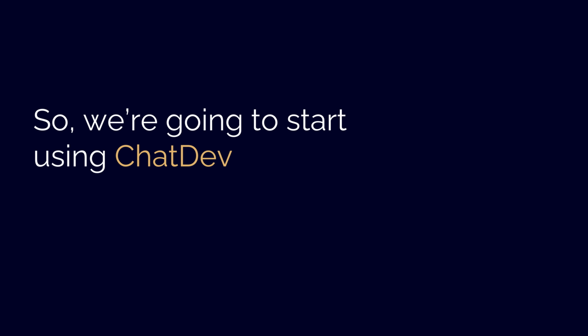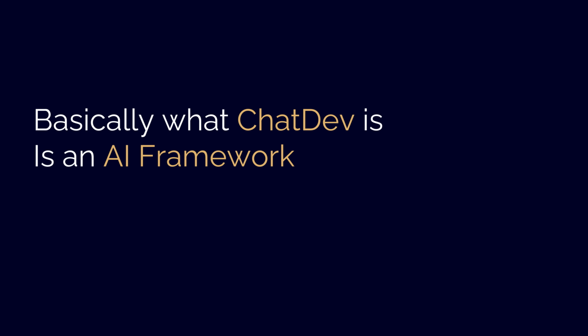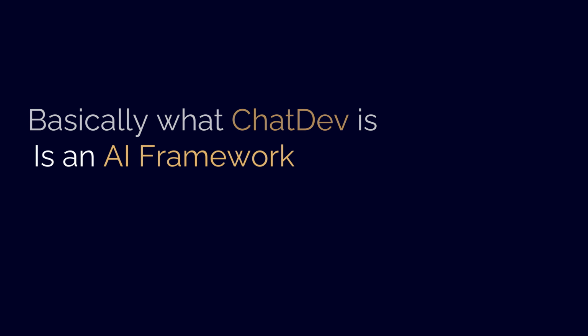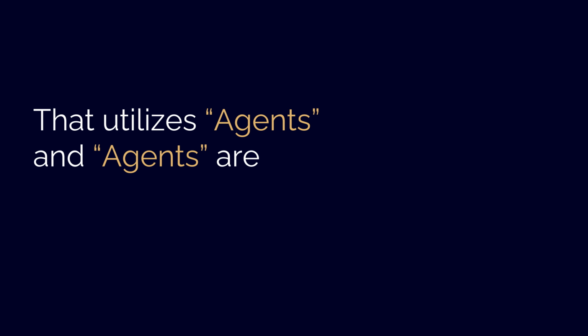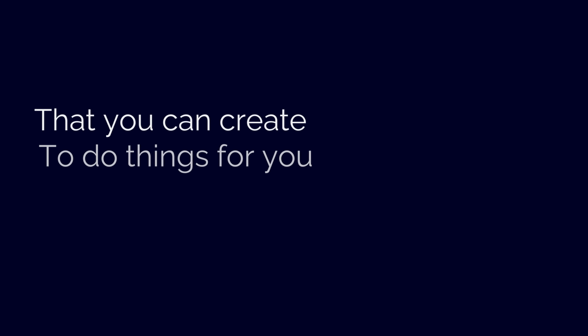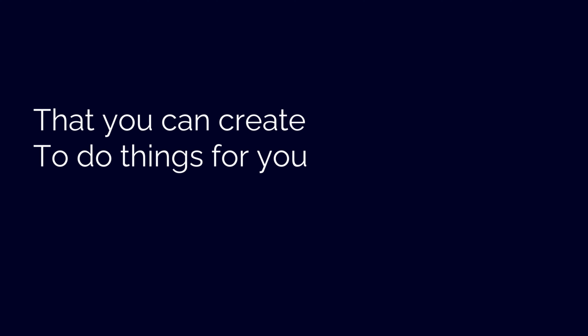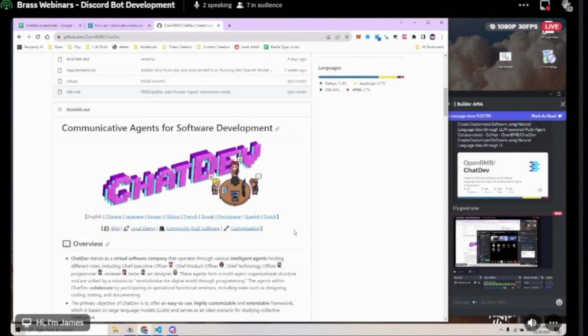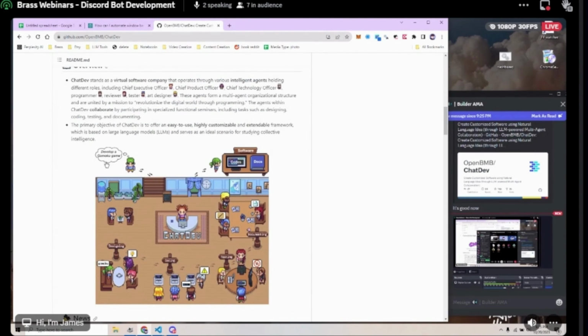So we're going to start with ChatDev. Basically, ChatDev is an AI framework that utilizes agents, and agents are autonomous or semi-autonomous artificial intelligent entities that you can create to do things for you. This project has developed an entire company, basically a software development company, with a number of different agents.